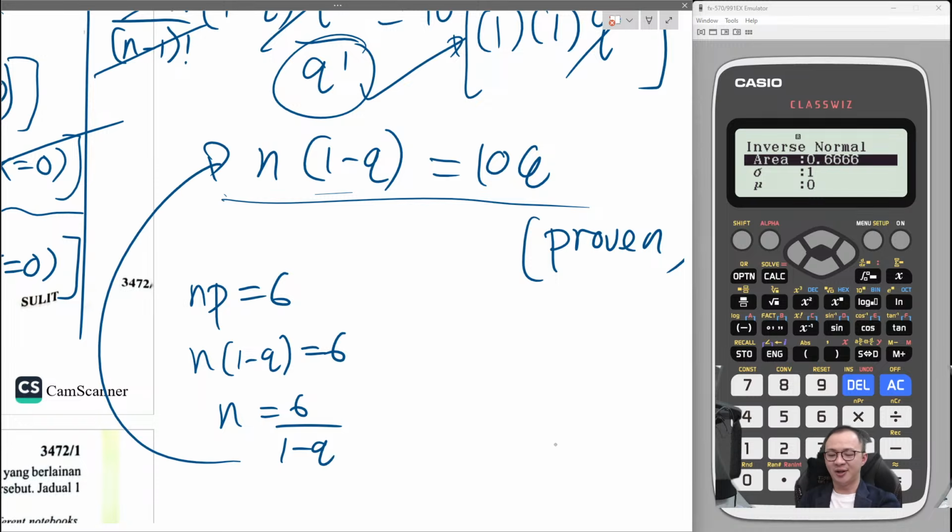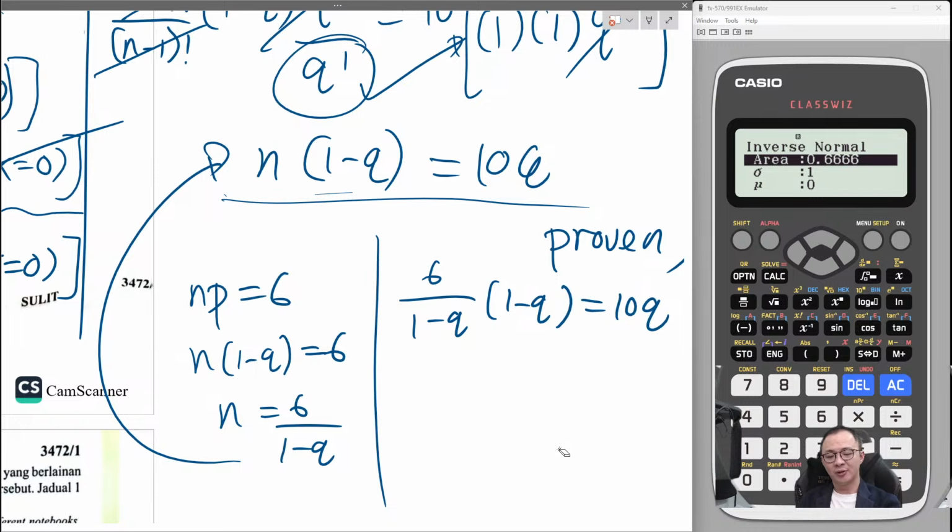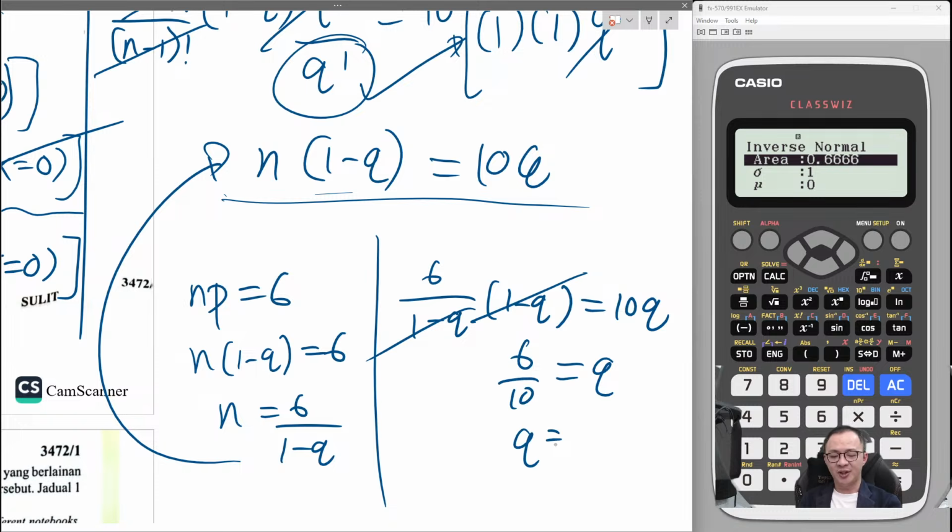I sub into here. n is 6 over 1 minus q. Multiply (1 minus q) equals to 10q. So 1 minus q and 1 minus q I cut. q is 6 over 10, which is 0.6. Then p will be 0.4. Done.